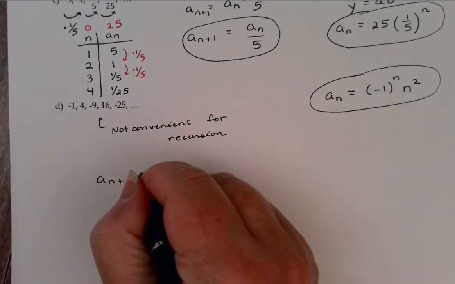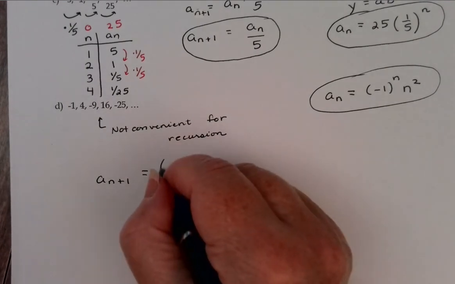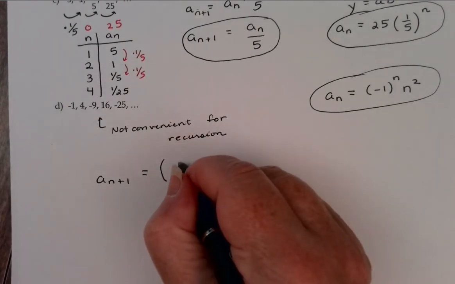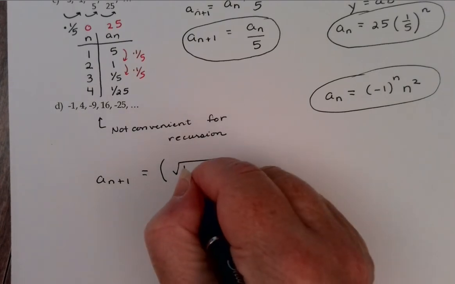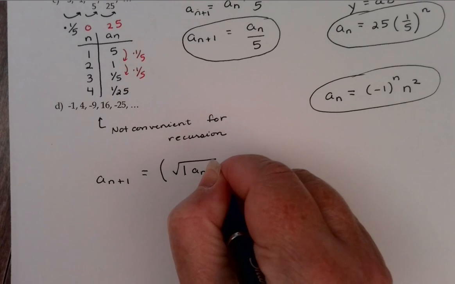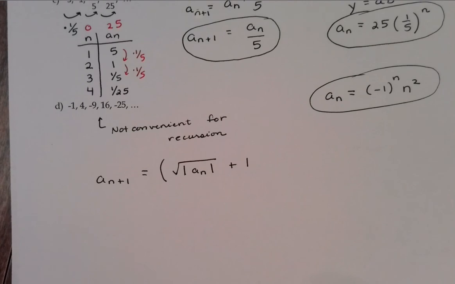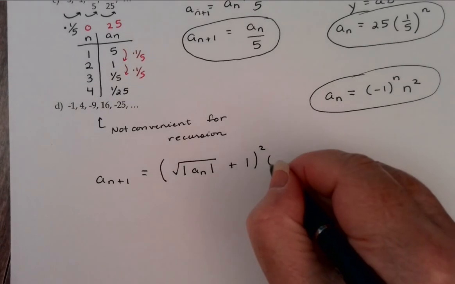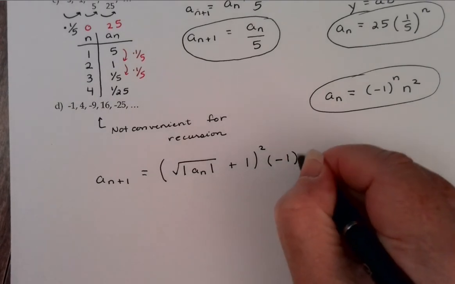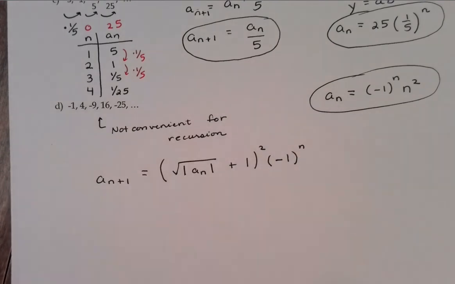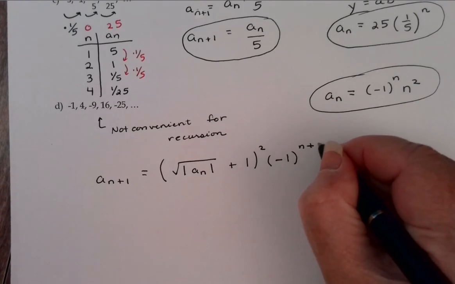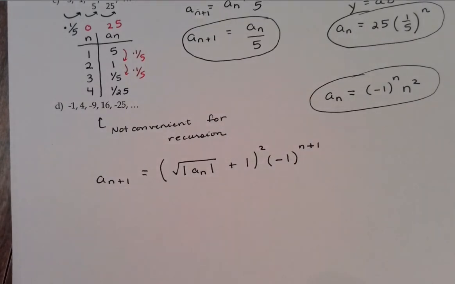I could say a sub n plus 1 is the square root of the absolute value of a sub n, then add 1 and square it, and then I'm still going to have to make it alternate by writing a times -1 to the n. Excuse me, I think that's when I'm actually going to have to be n plus 1 because it's the n plus first term. Okay. Let's just look at what happens.